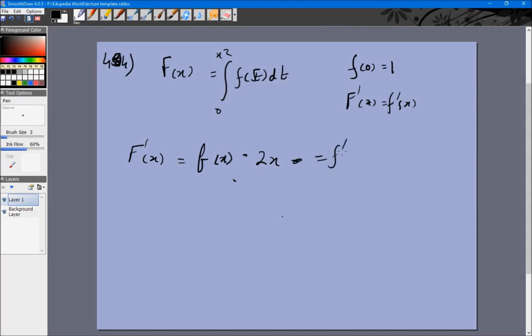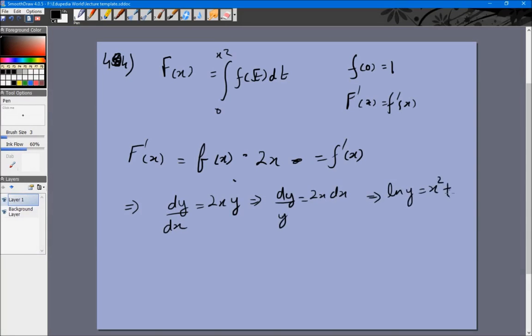We are given that this is equal to f dash of x. Now let's just take fx is equal to y. So dy by dx is equal to 2xy, which means dy by y is equal to 2x dx, which means ln y is equal to x square plus c. And then we are given f of 0 is 1. So when x is 0 and y is 1, ln y is 0, so c is 0. So we get ln y is x squared, which means y is equal to e to the power x squared, which is f of x.